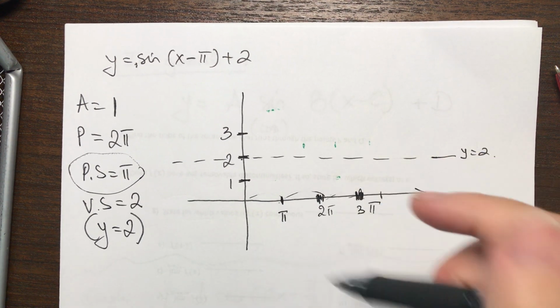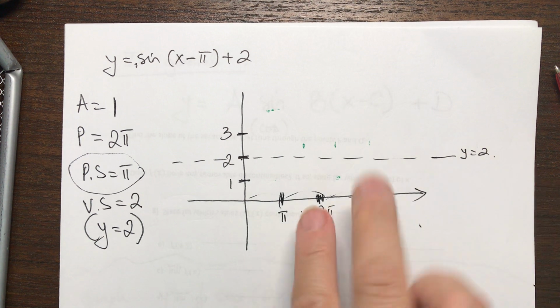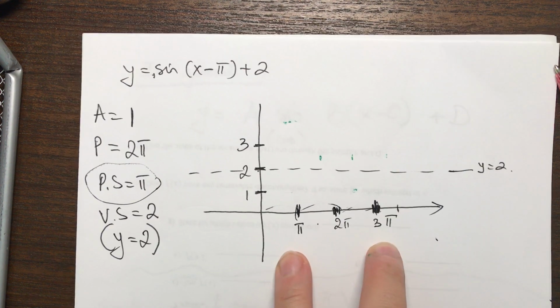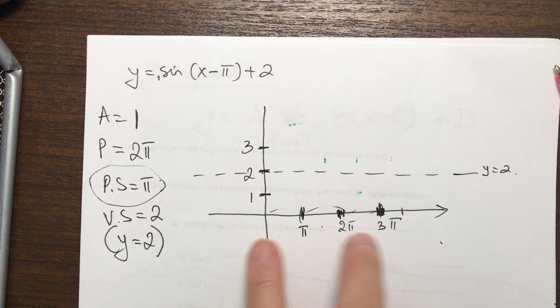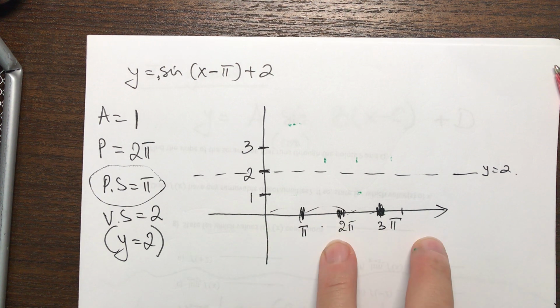So the period is still 2 pi long, right? So to go from pi to 3 pi, that's a 2 pi distance. So we're taking our graph and we're simply shifting it pi units to the right. And after that, it's all the same. So let me show you exactly how I would get this graph from the beginning.